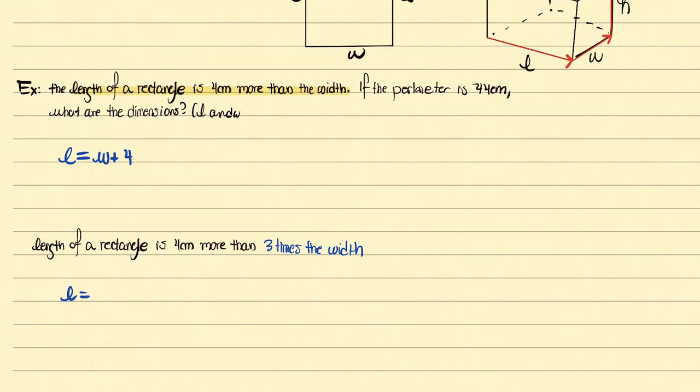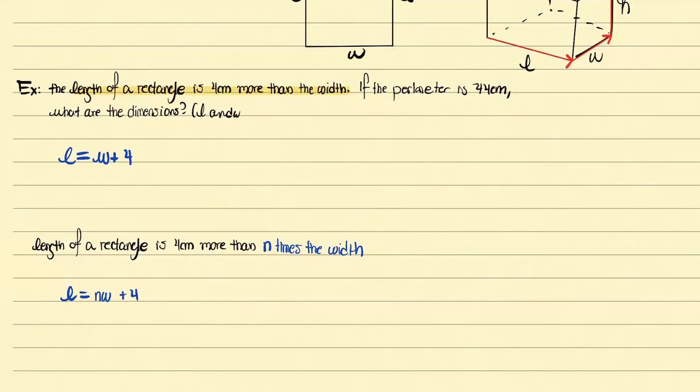So instead of just W, it will be 3 times W plus 4. So the length of a rectangle is 4 centimeters more than 3 times the width. It is an additional 4 centimeters larger than 3 times the width. And this works with any number I put in here. This might look a little bit confusing, but any multiple of the width works.